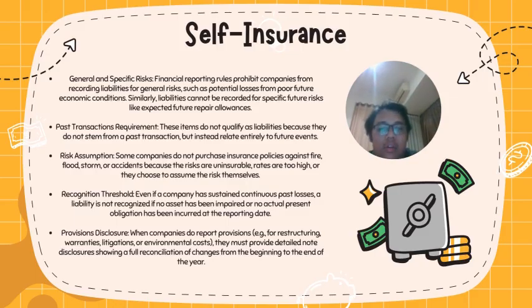And there is also the recognition threshold, where even if a company has sustained continuous past losses, a liability is not recognized if no asset has been impaired or no actual present obligation has been incurred at the reporting date. Lastly, provision disclosure, where when a company does report a provision, for example for restructuring, warranties, litigation, or environmental costs, they must also provide detailed note disclosure showing a full reconciliation of changes from the beginning to the end of the year.